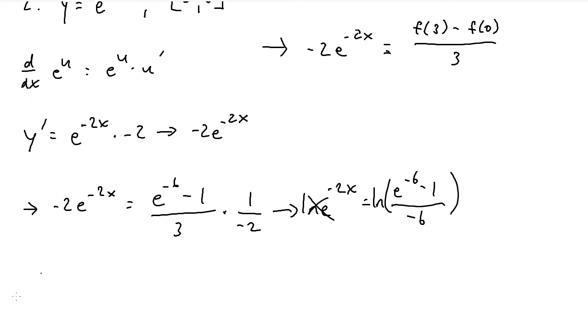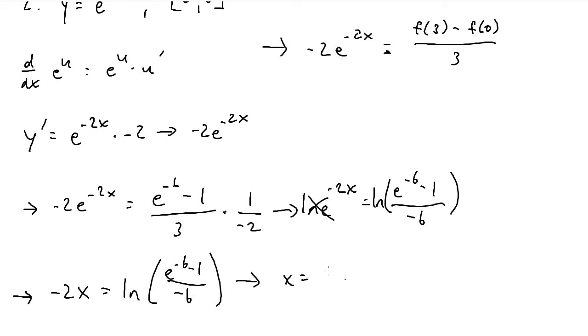And that negative 2x can come down, so we'll get negative 2x equals the natural log of this whole entire thing. So e to the negative 6 minus 1 over negative 6. And then finally we can divide over the negative 2. So then the final answer will be x equals, I can just rewrite it as negative 1/2 times the natural log of e to the negative 6 minus 1 over negative 6. And that is the final answer.